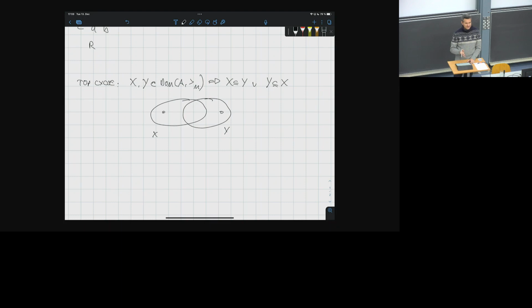Does anybody see why? The set is dominant if everything in the set strictly dominates everything outside, so there has to be a strict majority. Yeah, okay, now many hands are raising. Maybe, yeah, I think you were first. Yeah, so the set X is, or maybe you want to add something? Yeah.